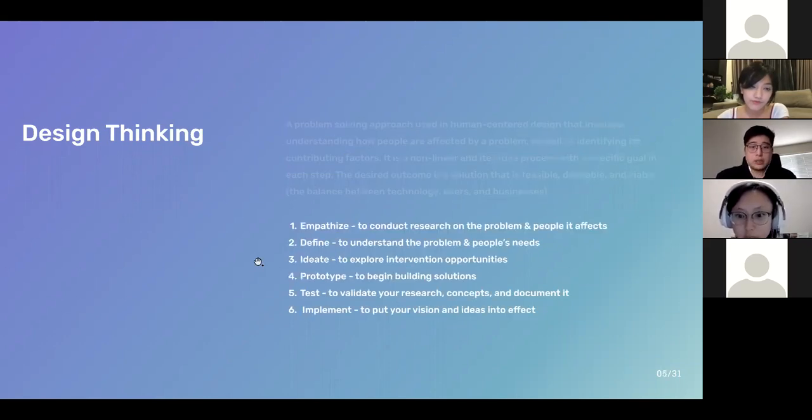first off, empathy. So conducting research on the problem and the people it affects. Define to understand that problem and understand what people need. Then we can begin to use this to explore intervention opportunities, which then leads into prototyping. So building out the solutions to then test and validate and document. And last but not least is to implement. So putting your vision and your ideas into effect.